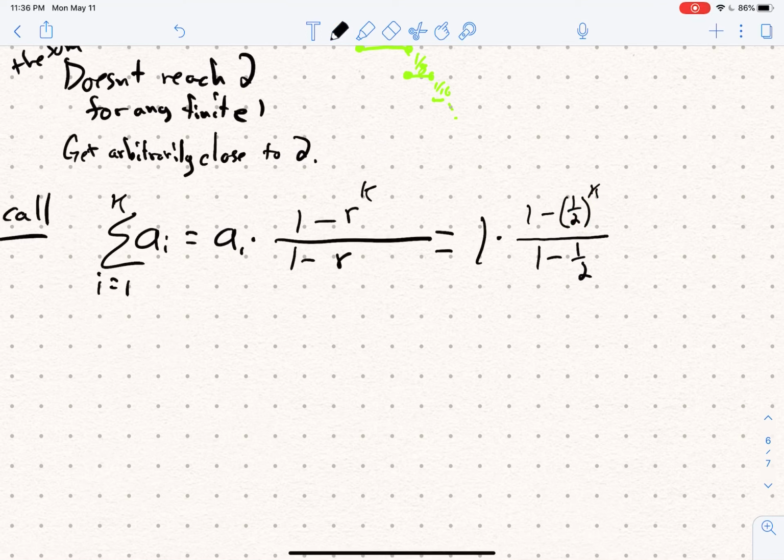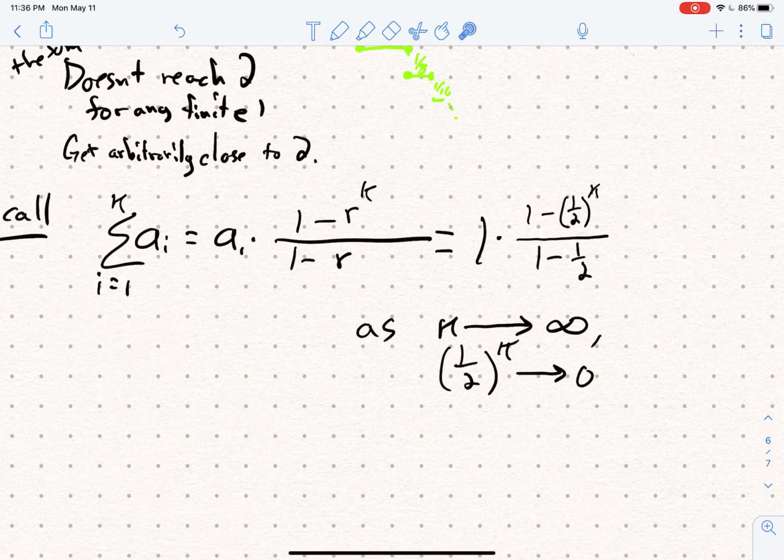And as k goes towards infinity, 1/2 to the k goes towards 0. So if we imagine in this fraction k equaling infinity, we can't actually let k equal infinity, because infinity is not a number, right? It's just this concept, something bigger than all the numbers. But we say something like, as k goes to infinity, instead of saying it's equal to, we say as it goes towards, 1/2 to the k goes towards 0.